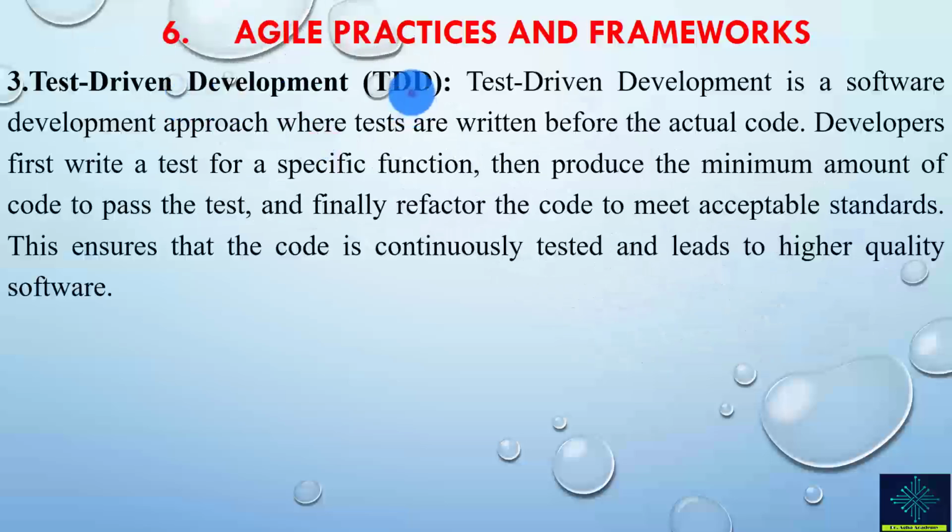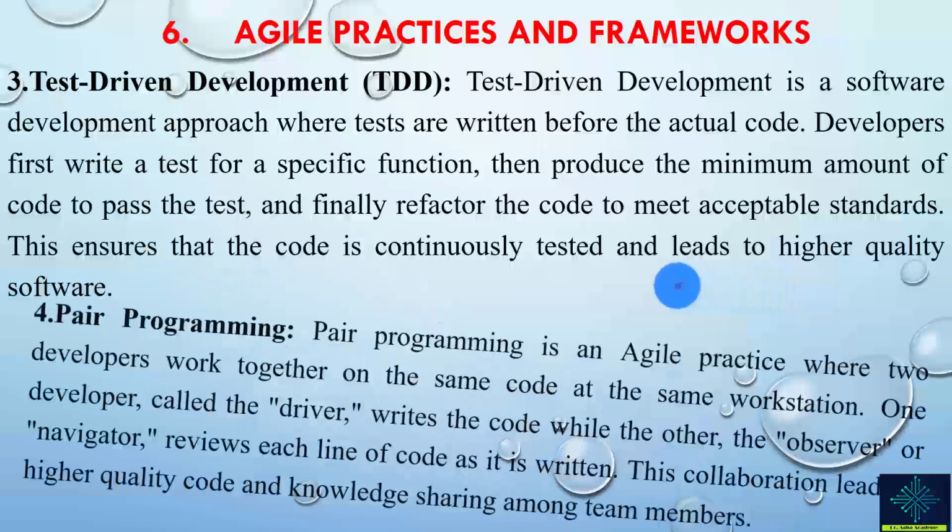Test-driven development, or sometimes called TDD, is a software development approach where tests are written before the actual code. Developers first write a test for a specific function before writing the actual code, then produce a minimum amount of code to pass the test and make sure that this minimum amount of code does pass the test. And finally, refactor the code to meet acceptable standards. This is beneficial because it ensures that the code is continuously tested and leads to higher quality software with less effort and less time spent, so more efficient.